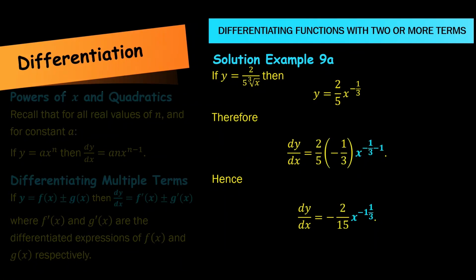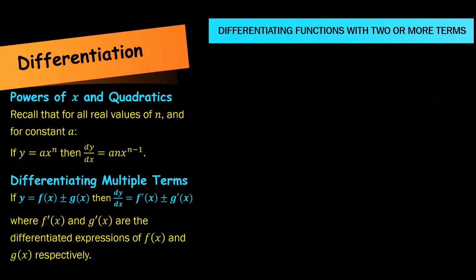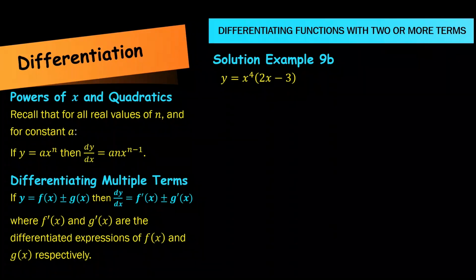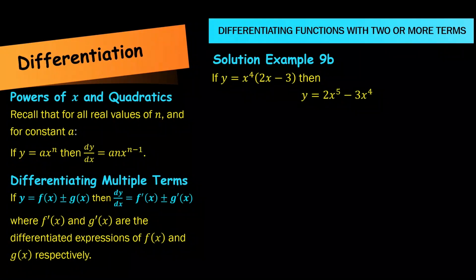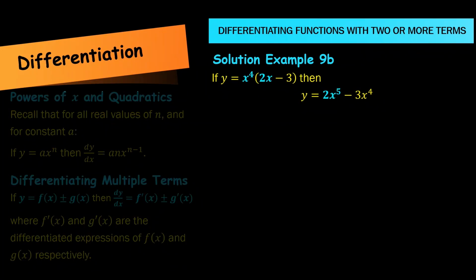Now let's solve part B. We are required to differentiate y equals x to the power 4 times 2x minus 3. Again, this is not quite in a format that we can work with. So we need to rewrite this so that we can work with it and differentiate. So if y equals x to the 4 times 2x minus 3, then multiplying out gives us that y equals 2x to the power 5 minus 3x to the power 4. Here we have 2x to the power 5, and here we have minus 3x to the power 4.